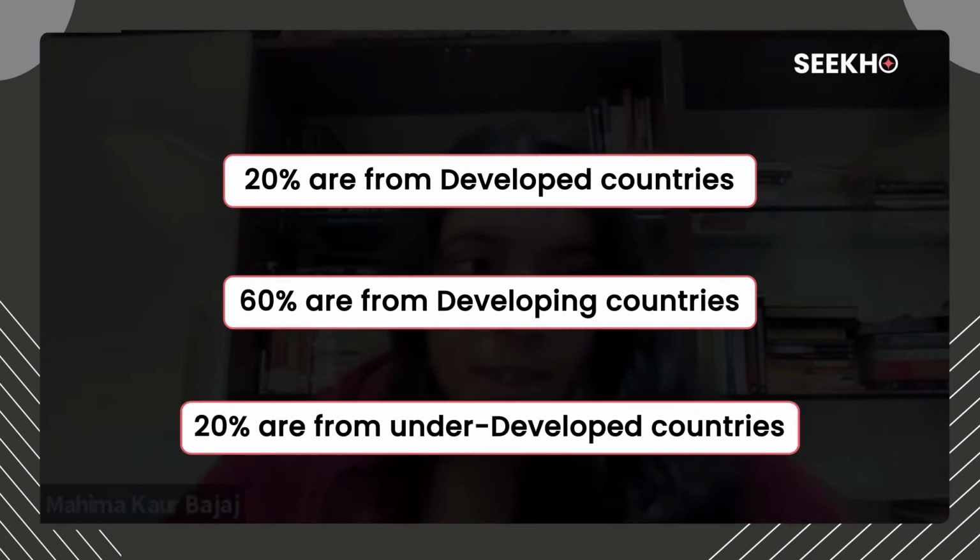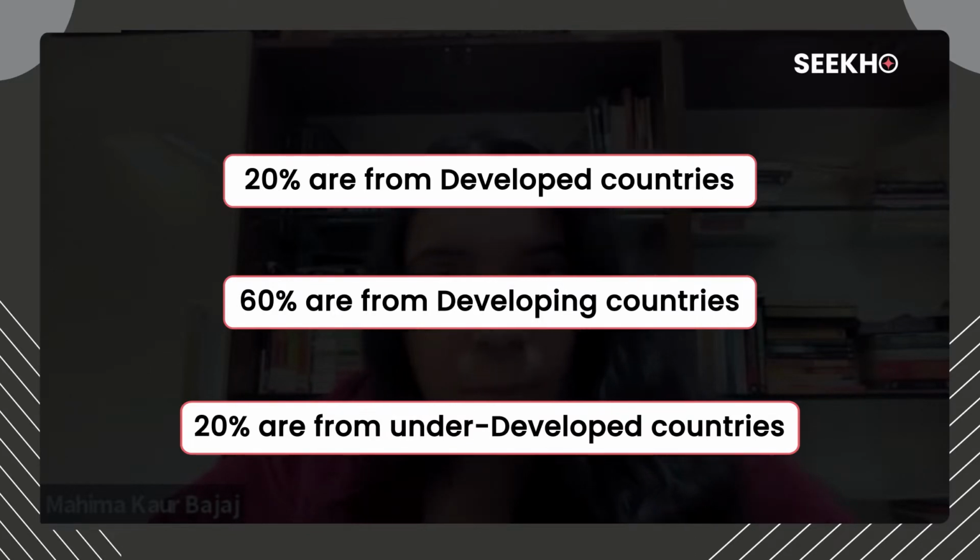Now let's put some numbers here. From 3.5 billion, 20% of these people are from developed countries, which makes the number about 700 million people. 60% are from developing countries, which makes the number about 2.1 billion. And 20% are from underdeveloped countries, which makes the number 700 million.